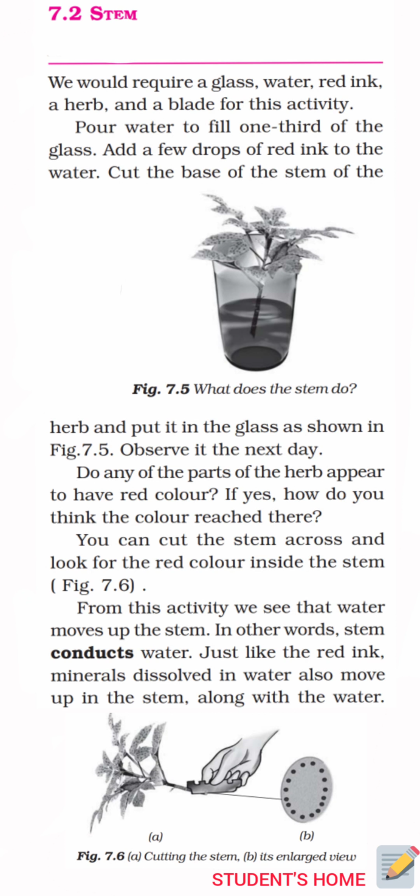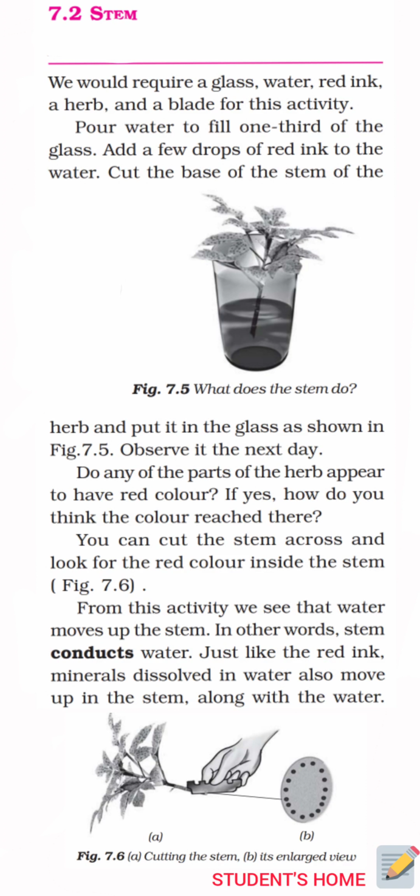It is a part of the plant. So let's go through an activity through which we will understand it better, how stem works and what is its function. So we would require a glass, water, red ink, a herb and a blade for this activity. Pour water to fill 1/3 of the glass. Add a few drops of red ink to the water. Cut the base of the stem of the herb and put it in the glass as shown in figure 7.5. Observe it the next day.